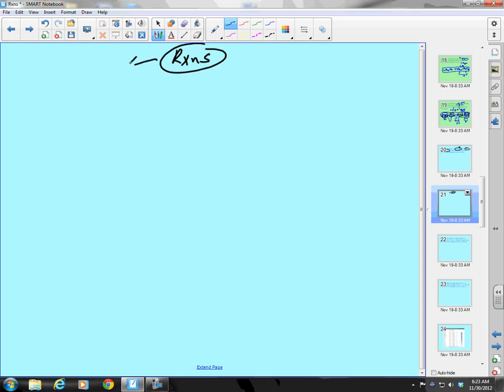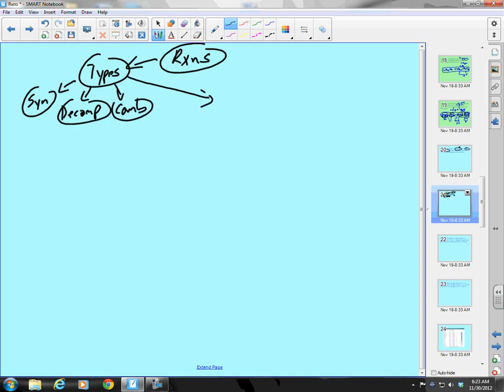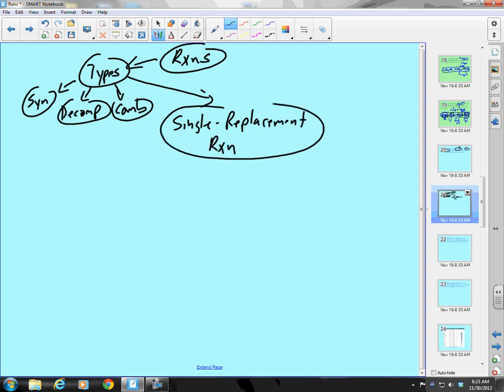And this is what we call, here, let's go with our reactions. Yeah, we got types. And under our types, we have synthesis, and we have decomp, and we have combustion. And now we're going to add the next one. And this is what we call a single replacement reaction. Or some people call them single displacement. I tend to call them single replacement reactions. And they take the general form.